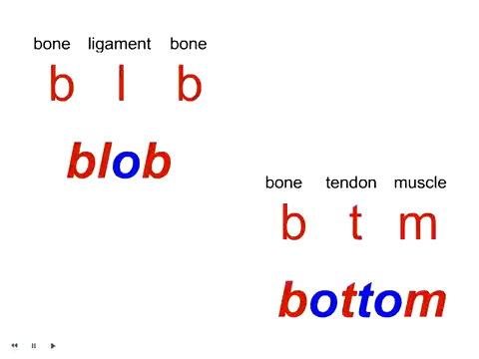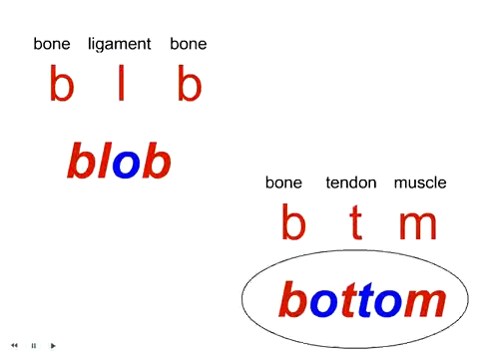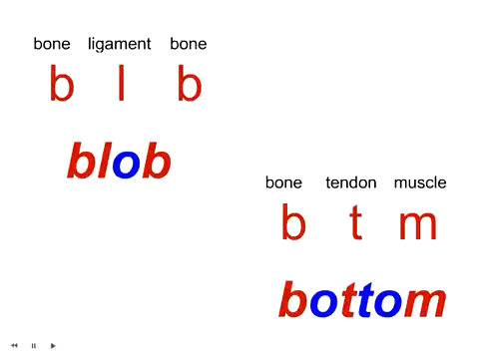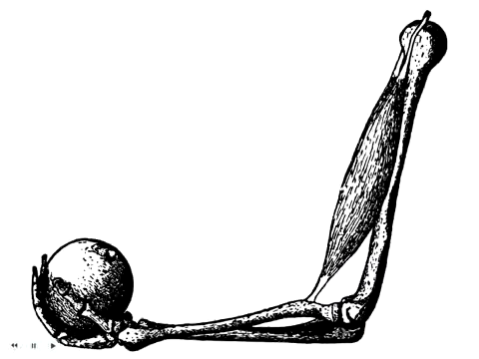All right. So, again, how are you going to remember the difference between ligaments and tendons? Well, if you've got bone connected to bone, it must be a ligament, so it can spell BLB or blob. And if you've got bone connecting to muscle, then it must be a tendon, so it spells out bottom. Blob and bottom.